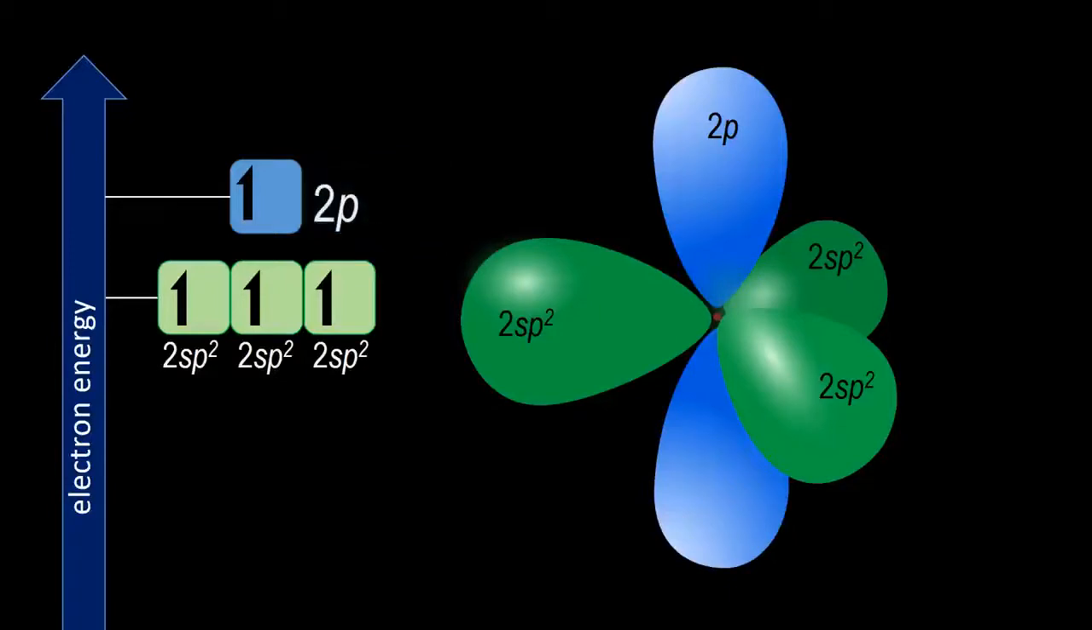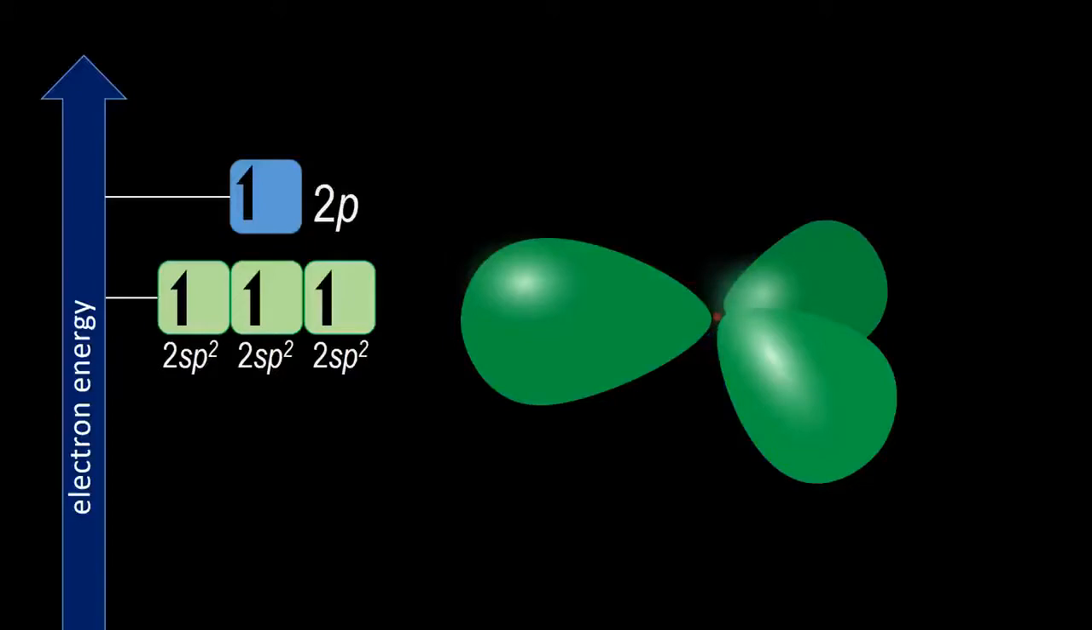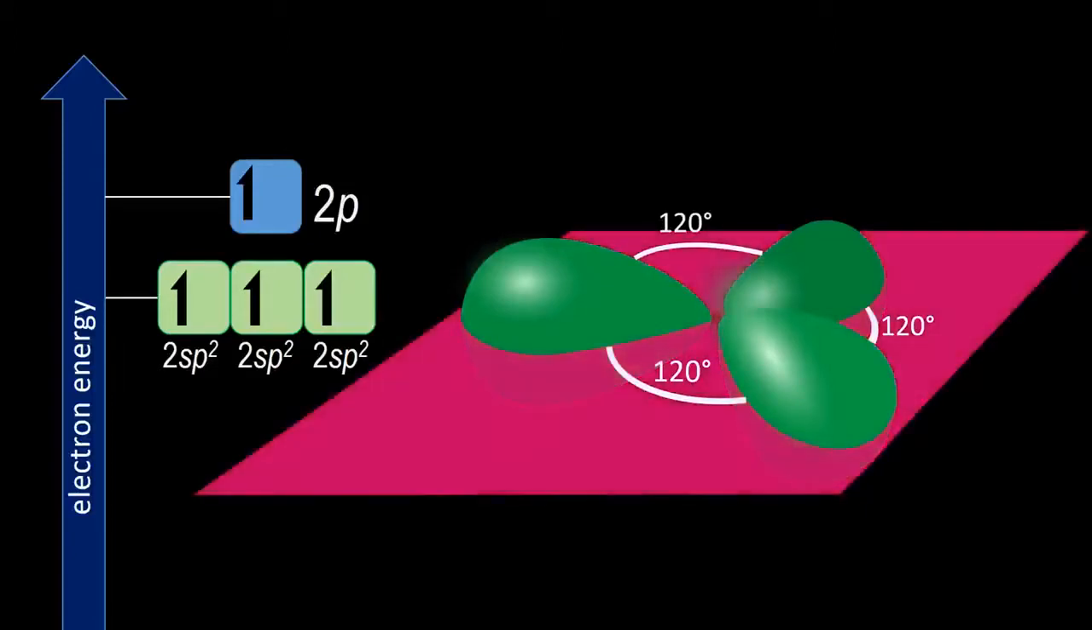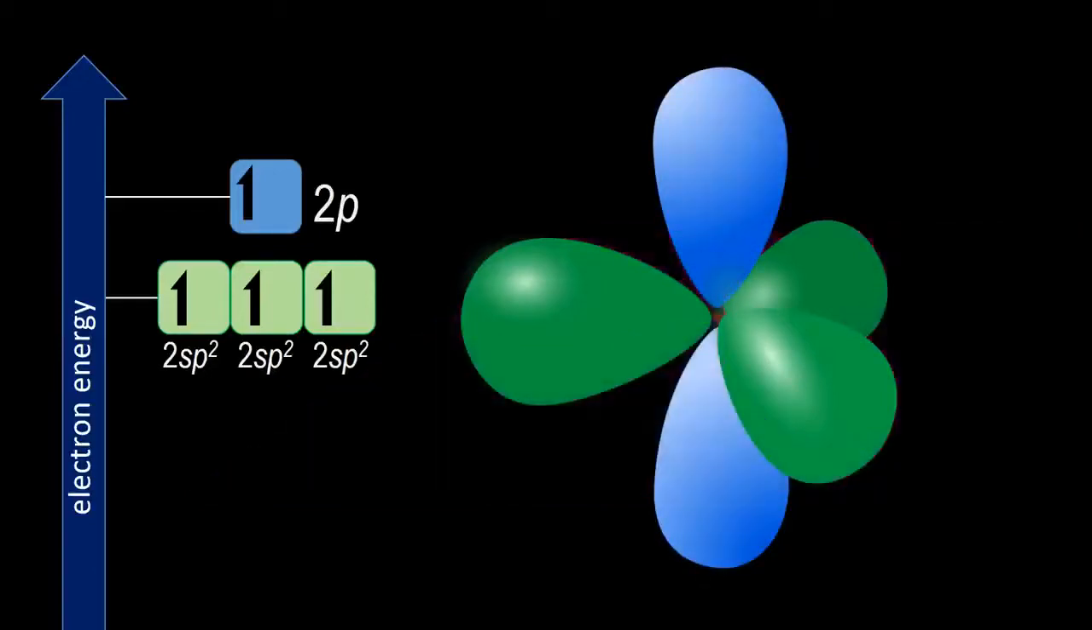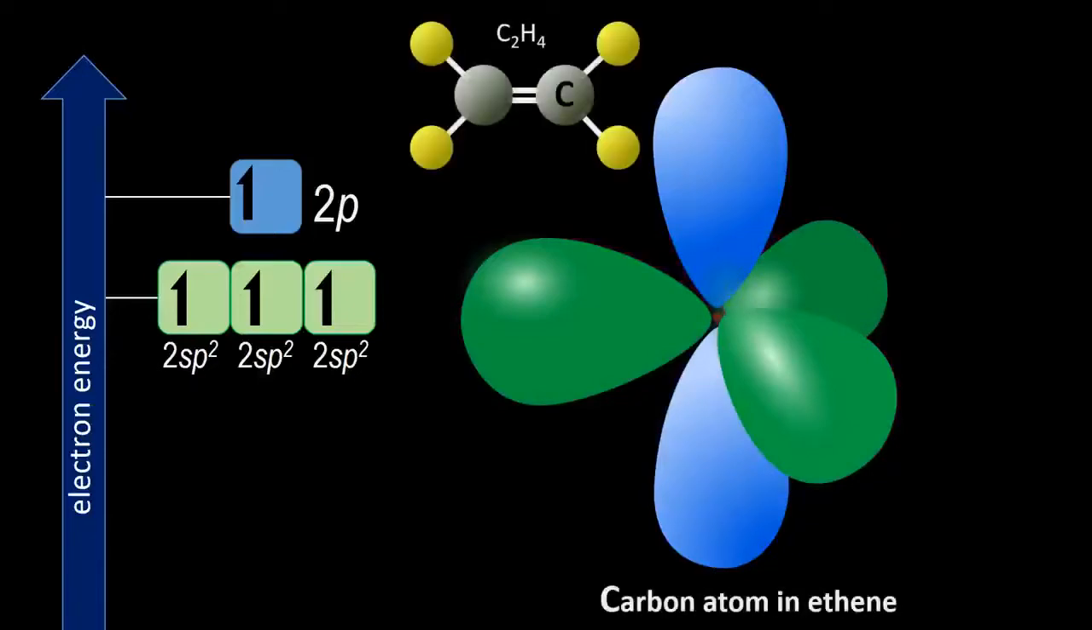The 2sp2 hybrid orbitals exist in a plane perpendicular to the unhybridized 2p orbital. Let's remove the 2p orbital for now to more easily see that. The 2sp2 hybrid orbitals are spread out at a 120-degree angle, which means that they exist in a plane, and the plane is perpendicular to the unhybridized 2p orbital. So this is what both carbon atoms do when bonding occurs in ethane.